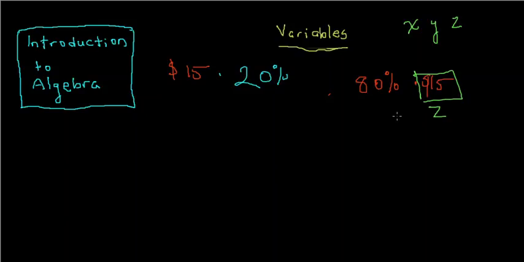So we go back to our equation. Well, we need an equal sign, right? To make an equation, we need an equal sign. So let's pick x. X is going to be equal to the 80% times z. And so we have the final cost and the original cost, but we have this 80%.